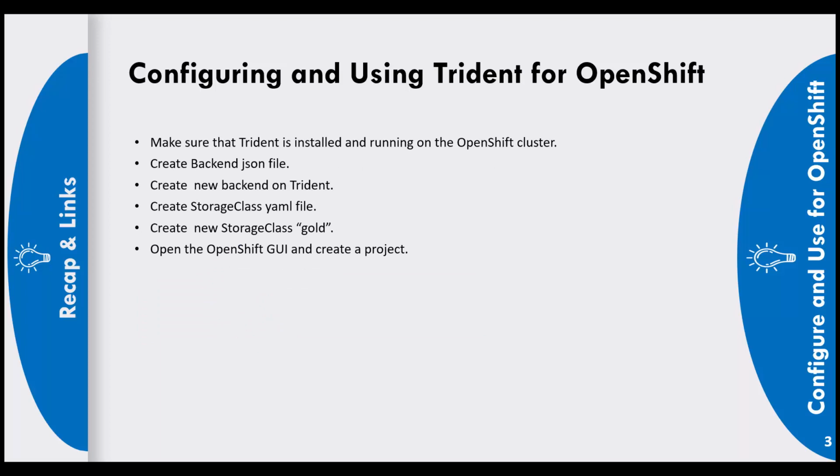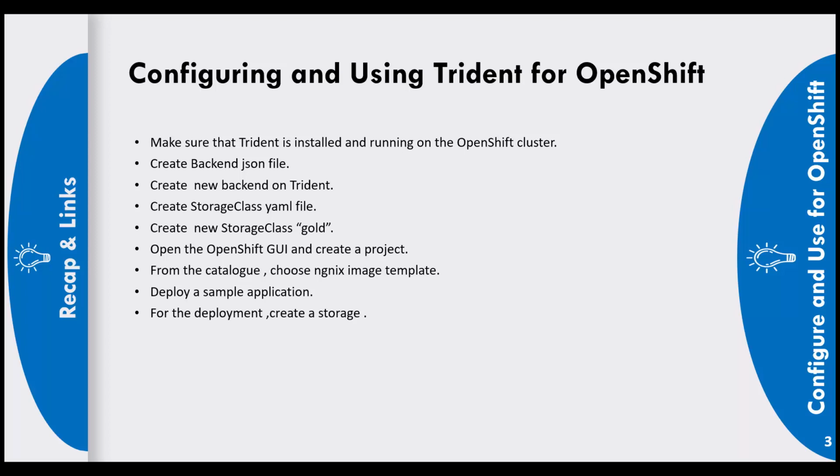Open the Openshift GUI and create a new project. From the catalog, choose the Nginx image template. Deploy a sample application. For the deployment, create a new storage. Choose the storage class Gold. Input the PVC name and the mount point. Attach the PV to the pod. Please stand by as we walk you through the steps that we have described above.